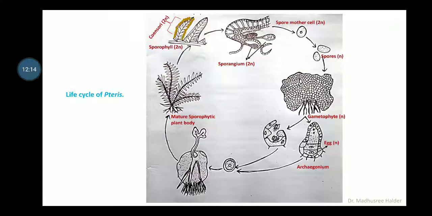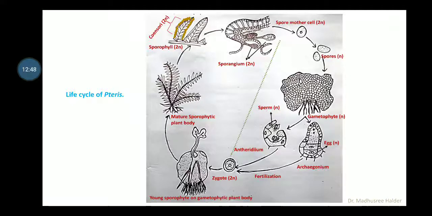They have an egg within it, and within the antheridium or male reproductive organ there are sperms. After fertilization of egg nucleus and sperm nucleus, zygote is formed, which is diploid, or chromosome number is 2n, and from this 2n zygote young sporophytes will develop on the gametophytic plant body. So that is the complete life cycle of Pteris.